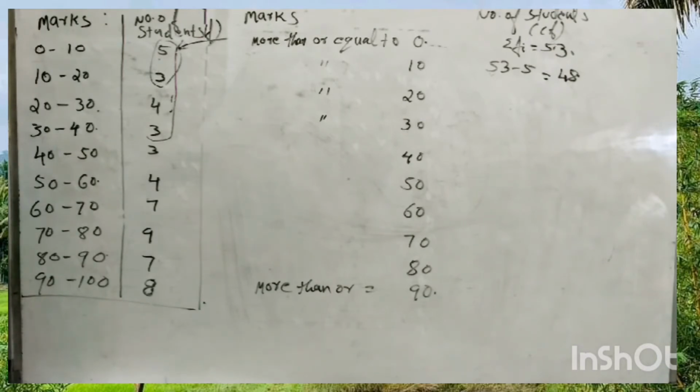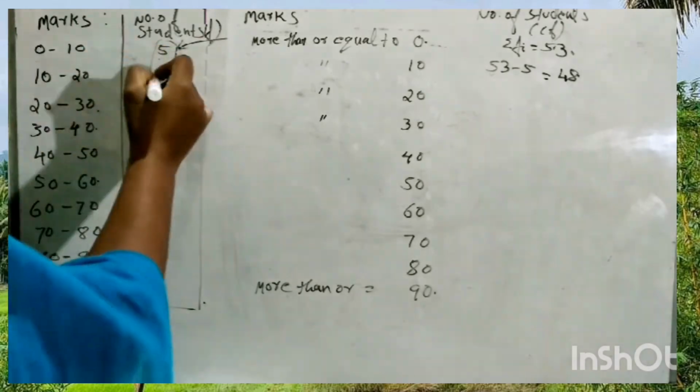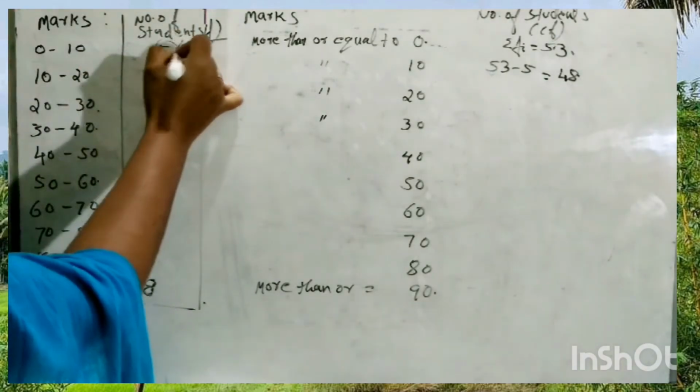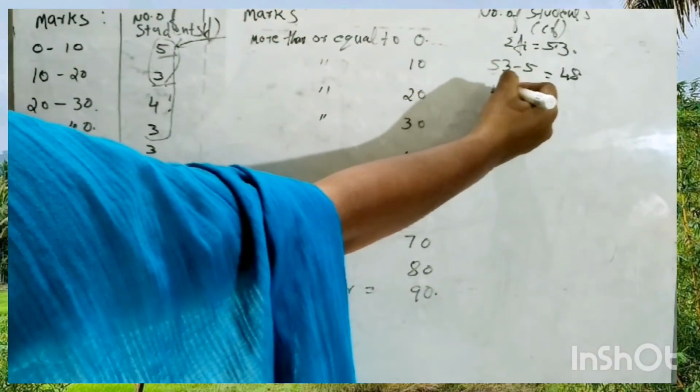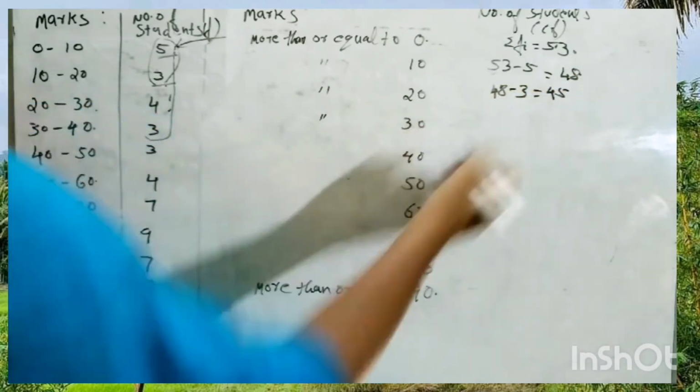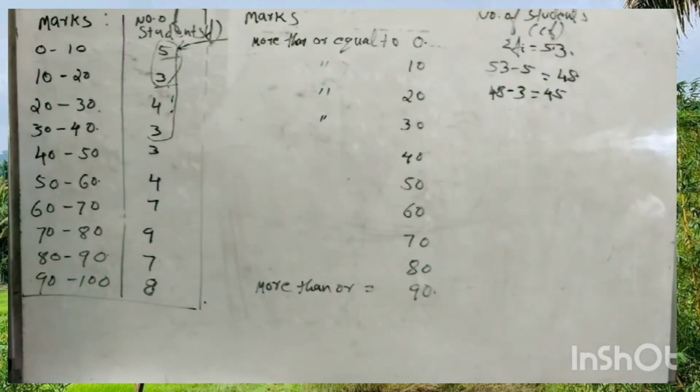Now more than or equal to 20. More than or equal to 20 means we can't consider the class intervals 0 to 10 and 10 to 20, because if the marks lie in 0 to 10, then it is not greater than 20. More than or equal to 20 means we can consider the classes 20 to 30, 30 to 40 till 90 to 100. So we need to exclude two frequencies. Already we excluded one and one more we need to exclude, that is 3. So that is 48 minus 3 equal to 45.